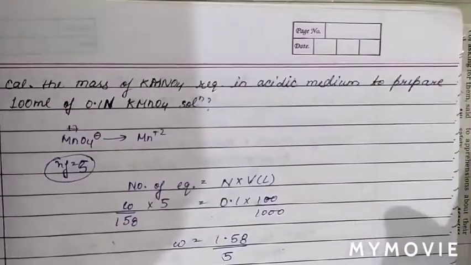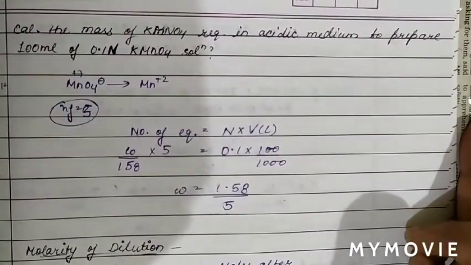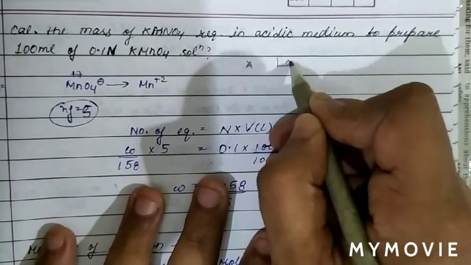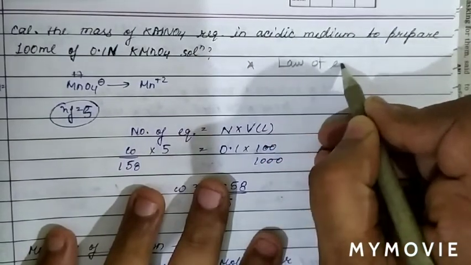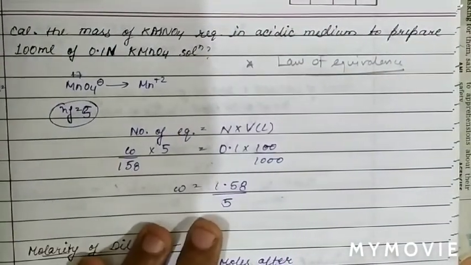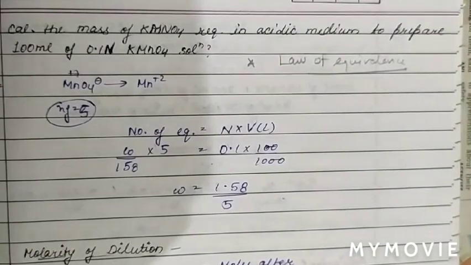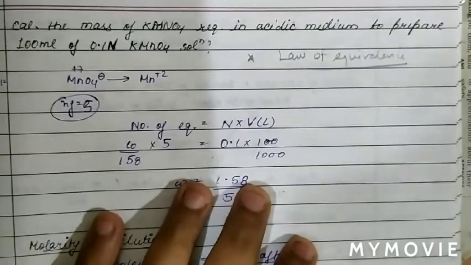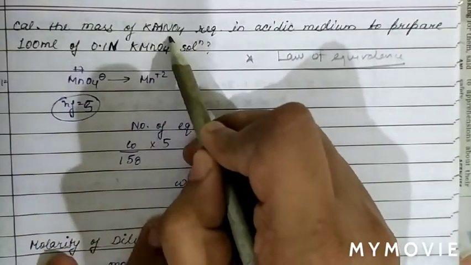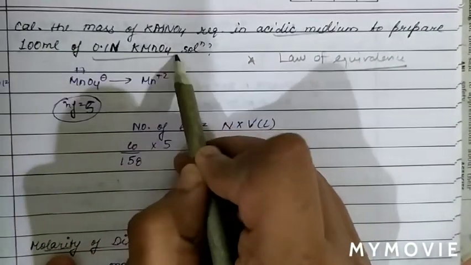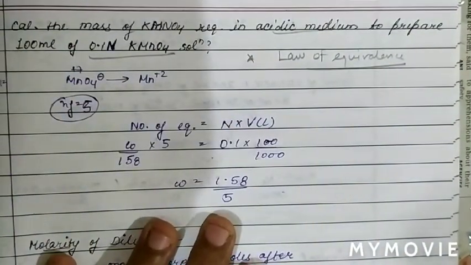Now see the case of law of equivalence. So basically this method is titration. This method is basically titration based method. So we are doing numericals based on the titration. See, we have to find the mass of KMnO4 required in acidic medium to prepare 100 ml of 0.1 normal KMnO4 solution.